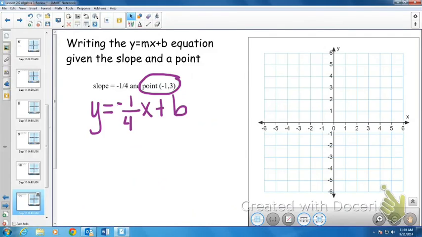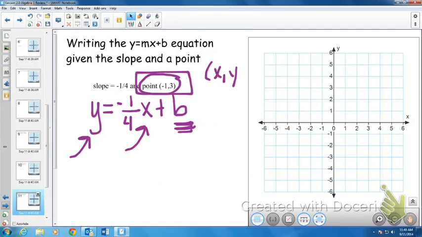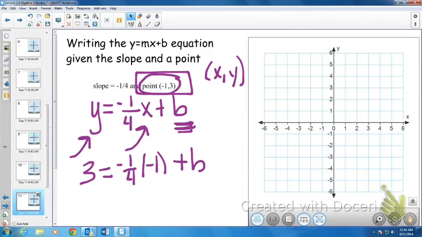If I look at that equation, I have an x, a y, and a b. In order to solve for b, I need to plug in something for y and plug in something for x. Here's our lucky day. We have a point. Our point is always an x, y point. So y is 3 in this case, and x is negative 1. And I can solve this equation for b. So negative 1/4 times negative 1 is positive 1/4 plus b.